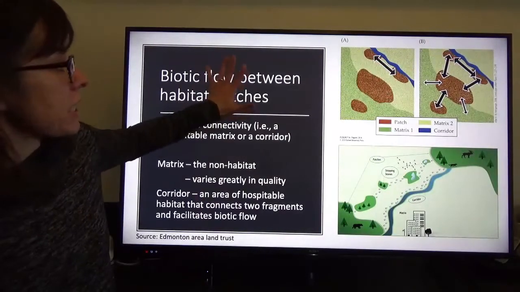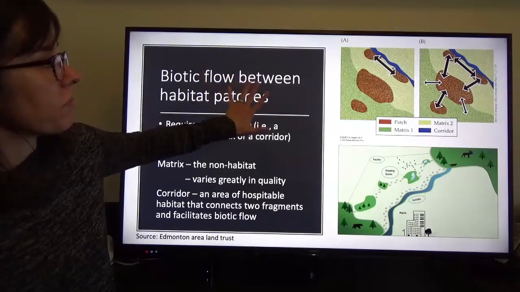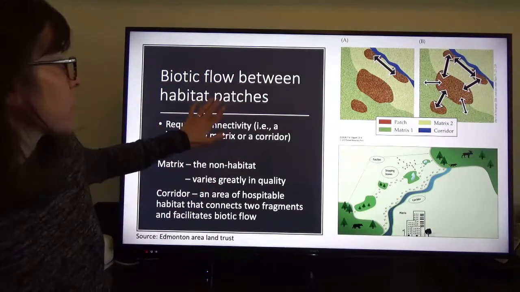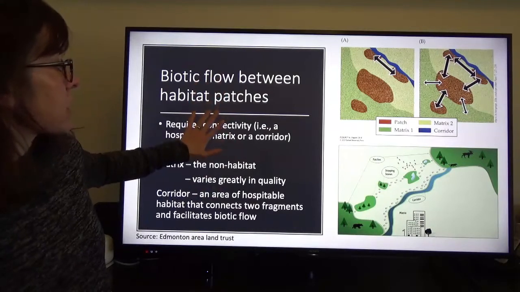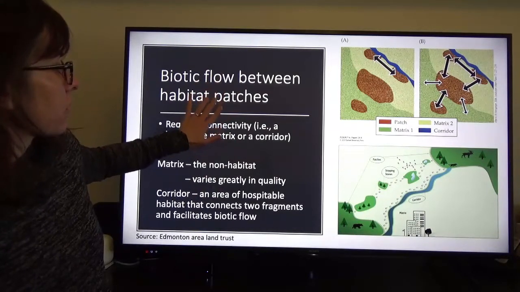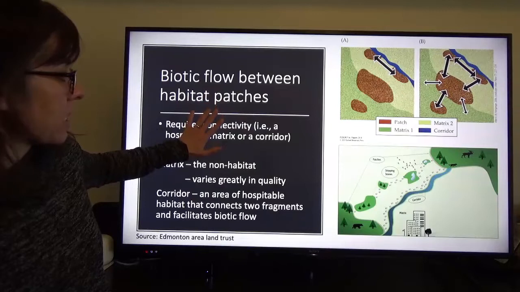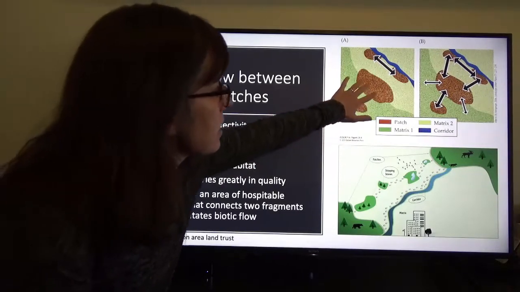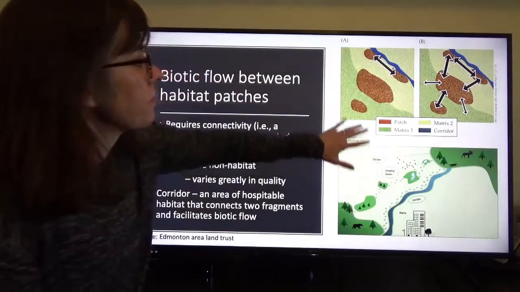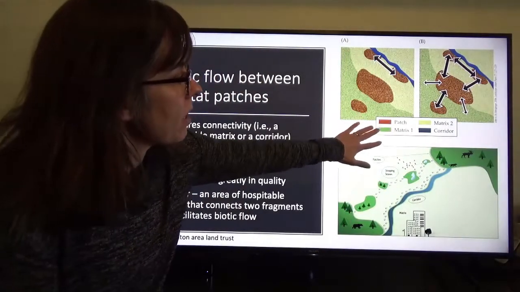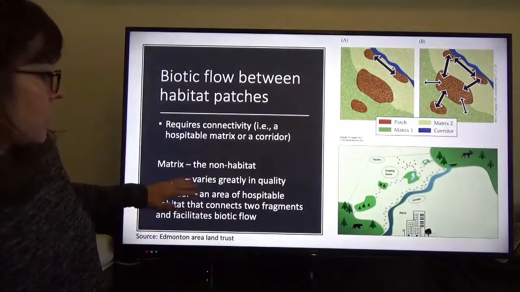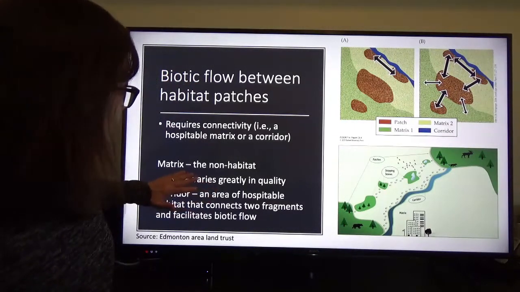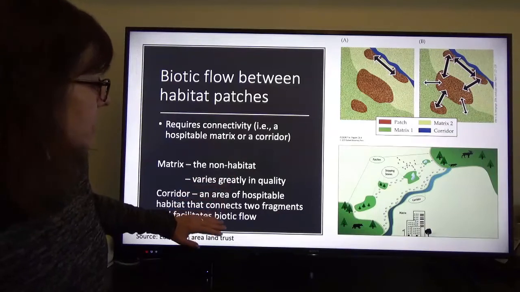Okay, so this idea of isolation of populations flows into the next slide, which is the idea of biotic flow between habitat patches, okay? And so if we think about fragments in a landscape, we've got the patches denoted in the brown and matrix. I've already mentioned matrix, but now I'm going to give a definition. This is the non-habitat, okay?